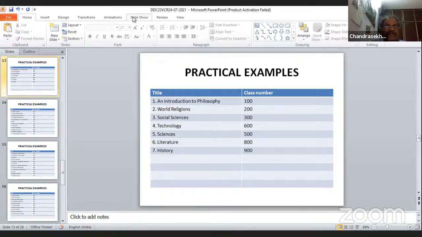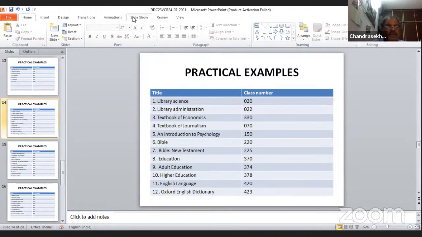The social sciences, 300. Technology, 600, you can take directly. Sciences, 500. Literature, 800. 900 is history. Then I am going to the second level also here.